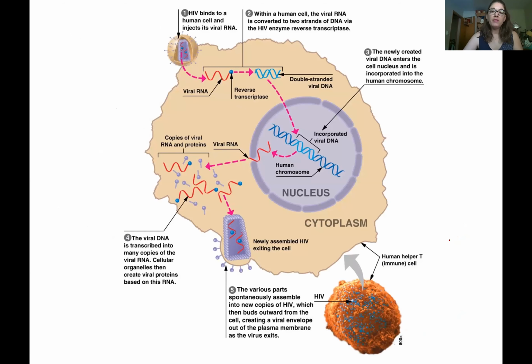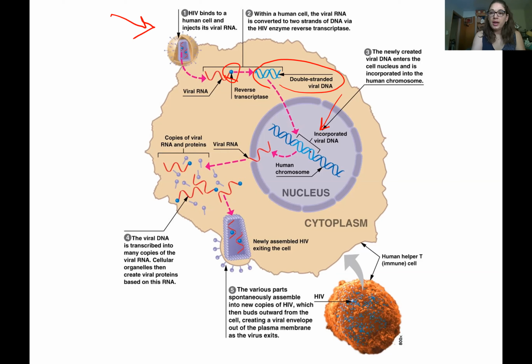So here we have a life cycle of HIV starting up here at the top. So HIV binds to a human cell and it injects its viral genetic material. It uses that enzyme reverse transcriptase to make a double-stranded viral DNA molecule. So that reverse transcriptase is really important. Once you've made that double-stranded DNA molecule, it is inserted into the host's DNA.